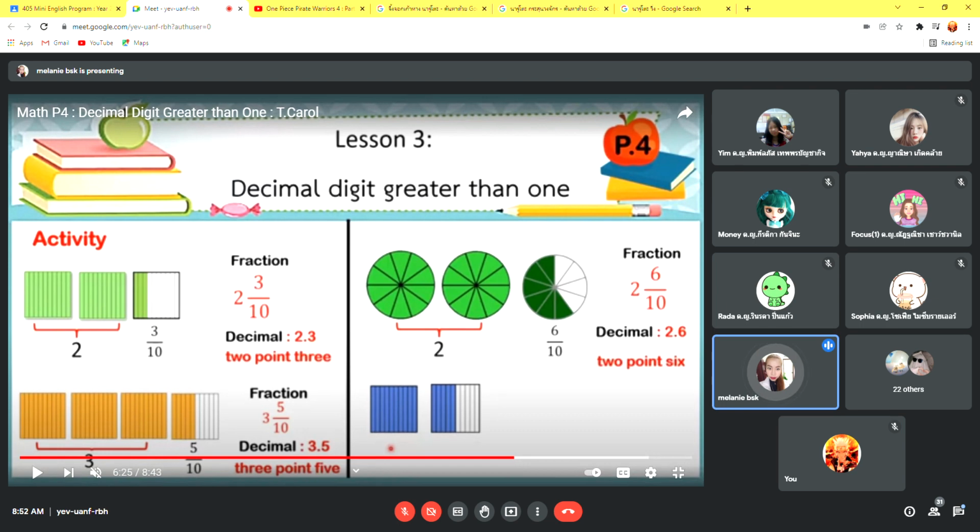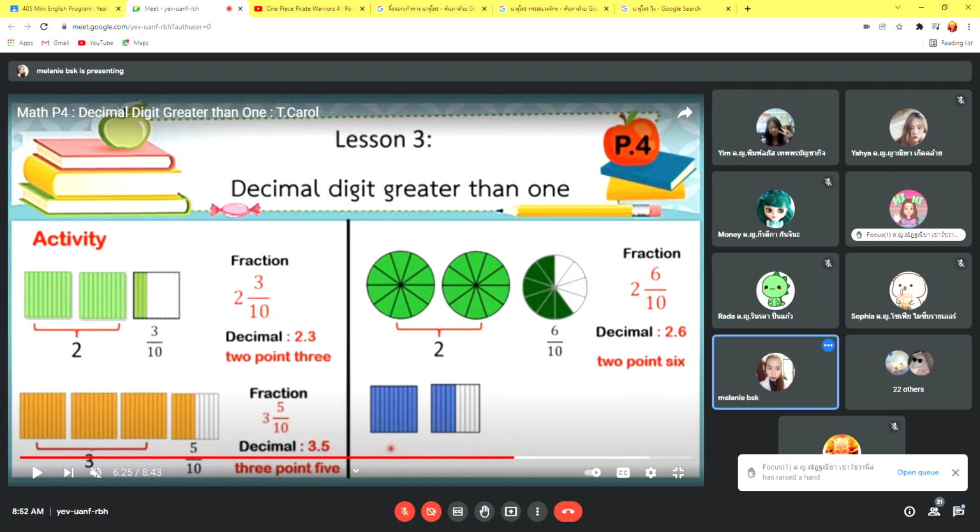So if you're going to see this one in decimal, how are you going to say it? Anybody? Okay, Focus 1, go on. 1.5. 1.5, in other way. Focus 1, in other way. 1.5. 1 and 5/10. 1 and 5/10.